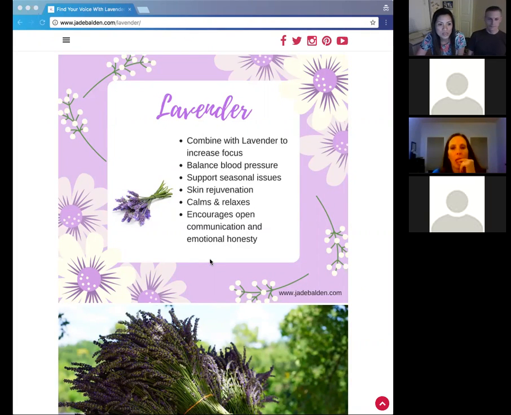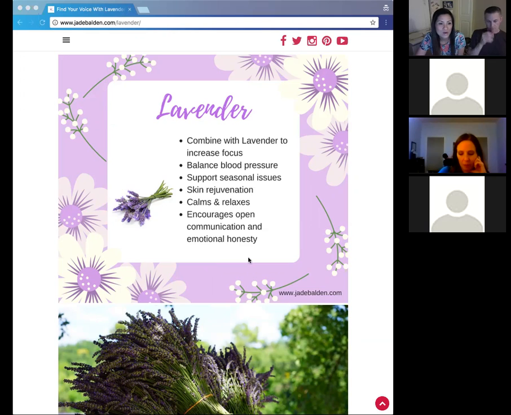So here's a little quick summary about lavender. If we combine lavender with other oils, we can help increase focus, balance blood pressure. I didn't talk about that too much. It just does so many things. It supports seasonal issues. So when we have some allergies, for example, it supports our body to balance that. It's great for skin, great for calming and relaxing, and that's calming and relaxing in all the ways. So mind, body, and spirit. And it encourages us to have open communication and emotional honesty.